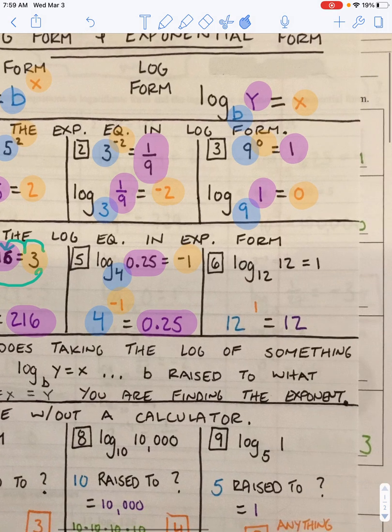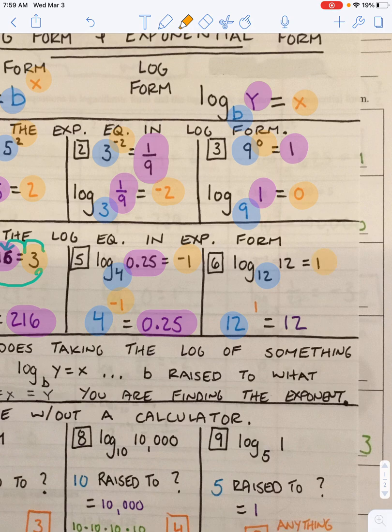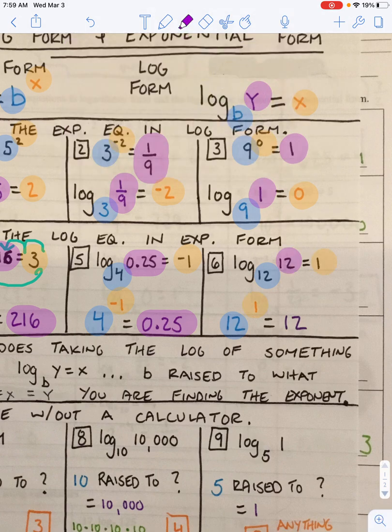And here, log base 12 of 12 equals 1. So our base is 12. So 12 raised to the first is equal to, well, itself, 12.